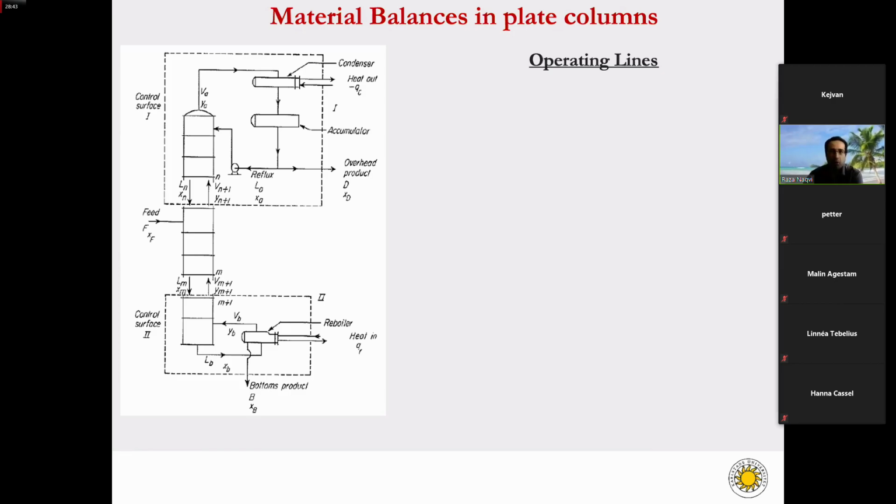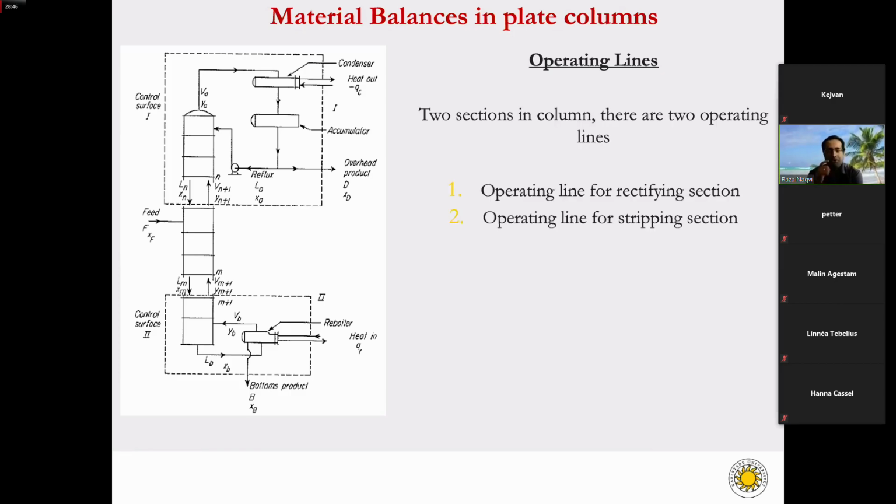Now the question about the operating lines: how do we draw them? In gas absorption, we normally have the same section, so we do not have two or three sections, and we have one operating line in most cases. But in the case of a distillation column, we divide the column into two sections: the rectifying section and the stripping section. So it means we will have two operating lines, one for the rectifying section and one for the stripping section.